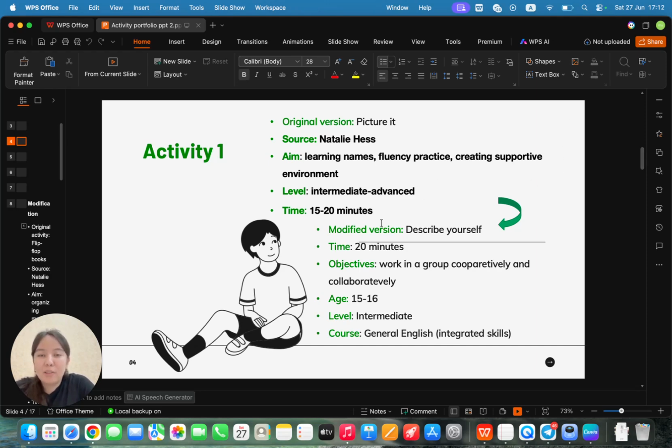So in the modified version, I changed it to Describe Yourself. Time was 20 minutes. The objective was to work in a group cooperatively and collaboratively. Age: it should be for 15 and 16 year old learners. Level: intermediate learners, and it's also appropriate for general English and integrated skills.